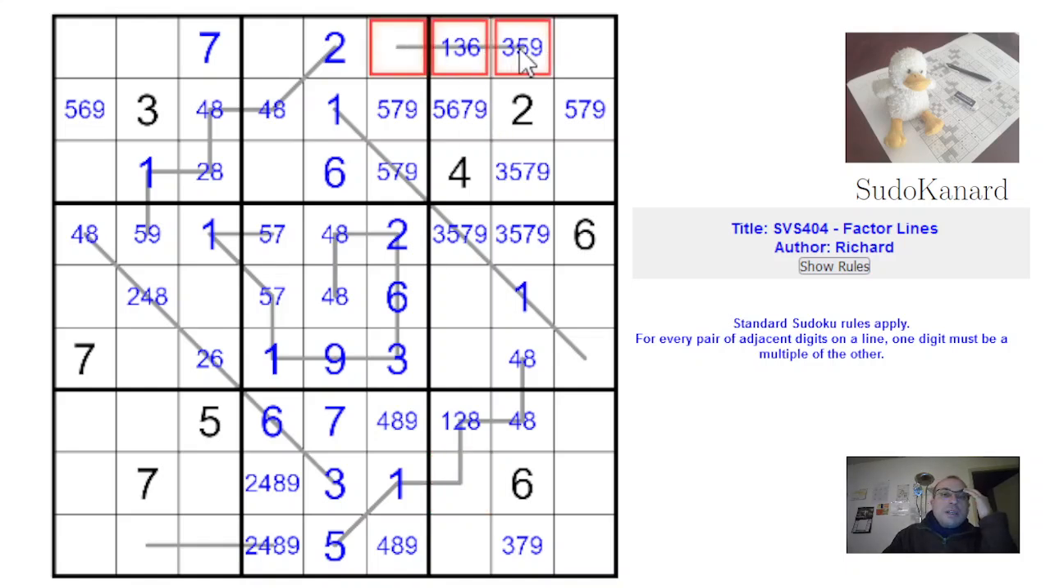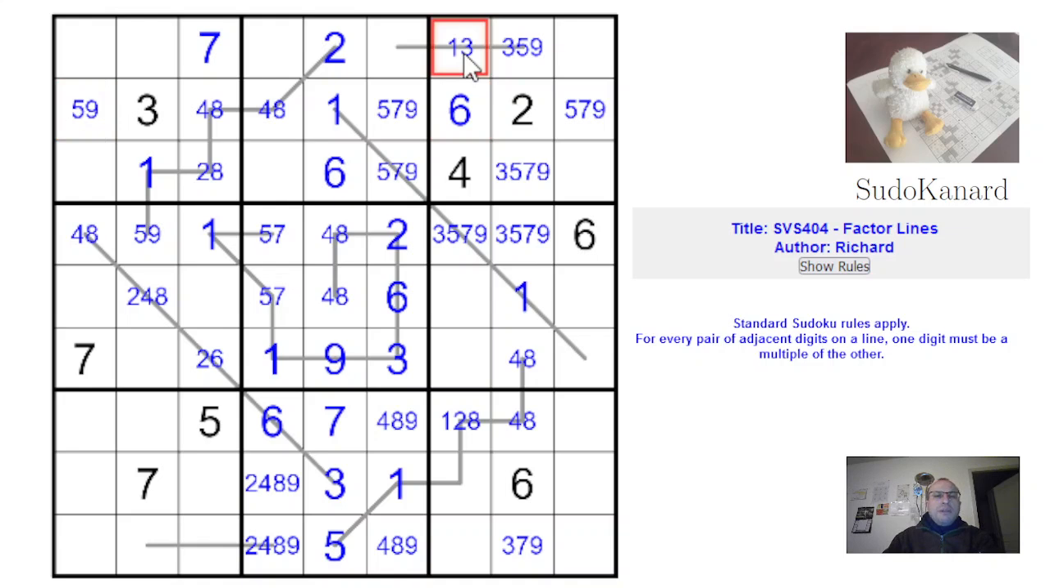perhaps something. Oh yes, the neighbors of 6 are 2, 1, 2, and 3. None of them is available for that, so that is not a 6. The only place for 6 in this region is here. That's not a 6.